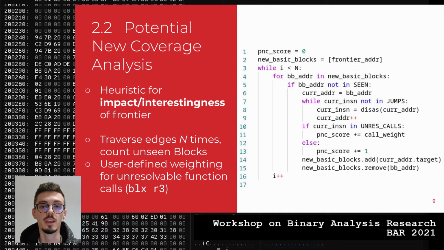So we take a user-specified number n here, and starting from each basic block behind each previously found frontier, we now traverse up to n branches. And then we count the number of previously unseen branches.